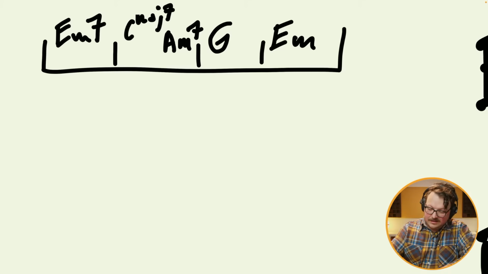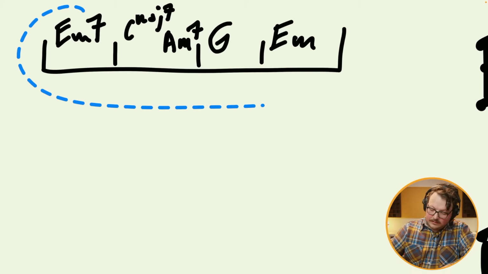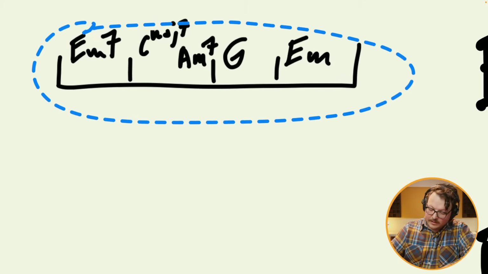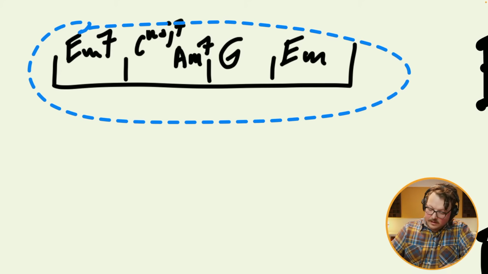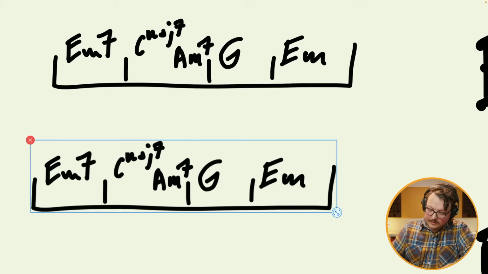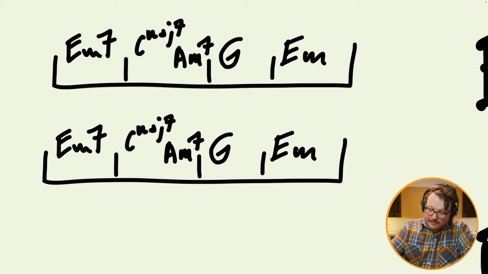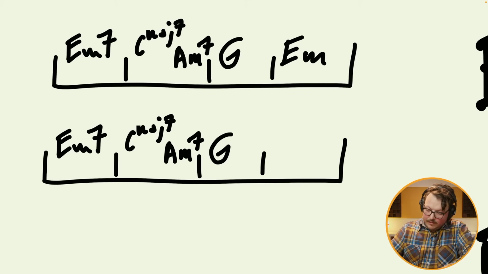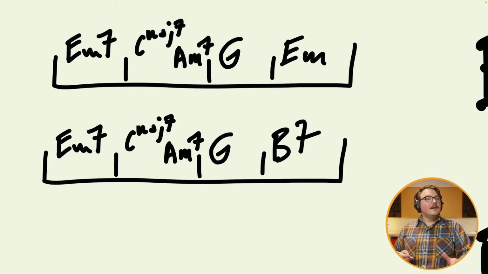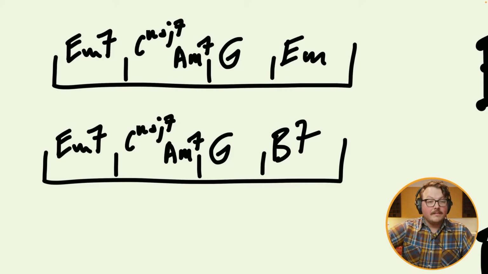But here's the sneaky thing I want to do. The second time I play this chord progression, I'm just going to copy and paste it because I want to play everything exactly the same. But on this last chord, I'm going to go wapow, B7. And then it'll be great.